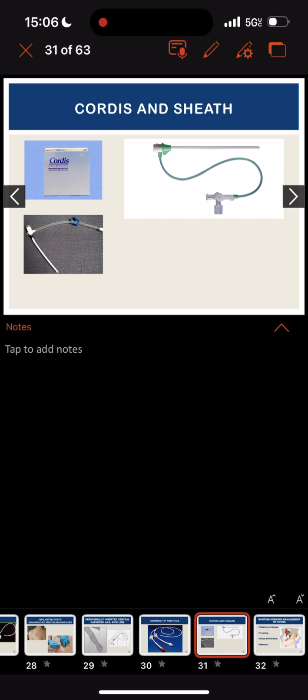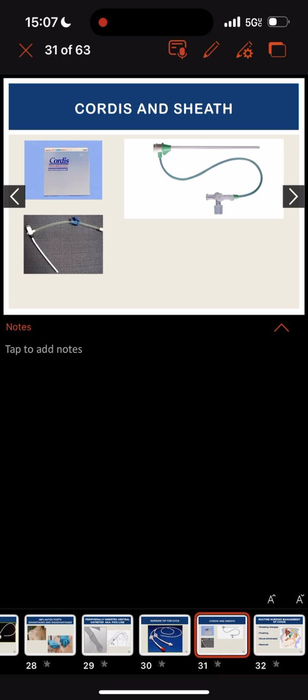Another line that we may use that may be large bore would be a cordis. A cordis is just a line that has a really large introducer. This bore is what we call an introducer. When you use a peripheral IV, you have the catheter, but that catheter is just a flexible rubber catheter. An introducer is a rubber catheter that is large enough that you can put something else inside.